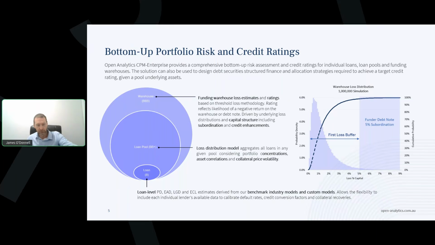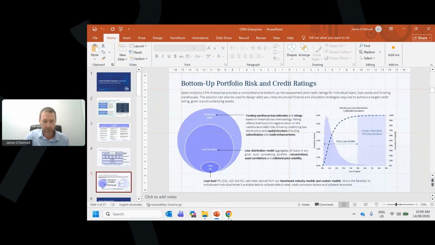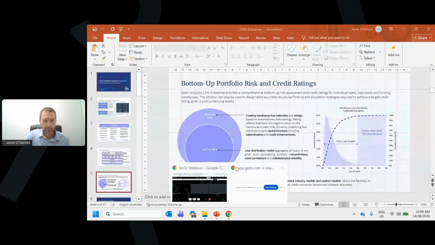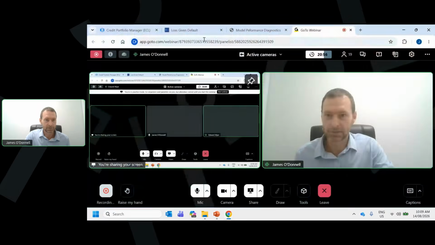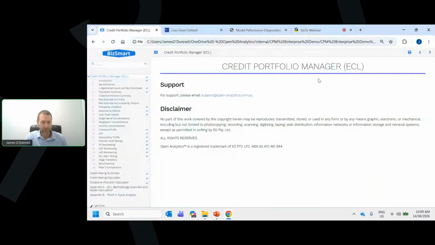Okay, so that's a bit of background on the product. So I'll jump into the demonstration. Bear with me. Always high risk when you change tabs on a presentation. So hopefully that's worked. Okay, so I'll start with these web-based reports.